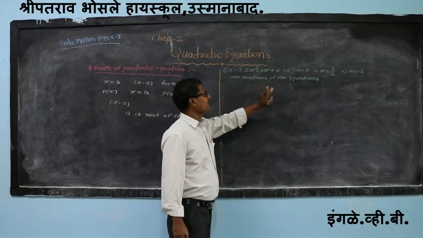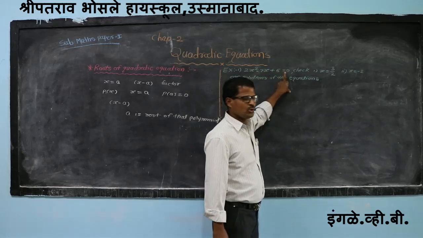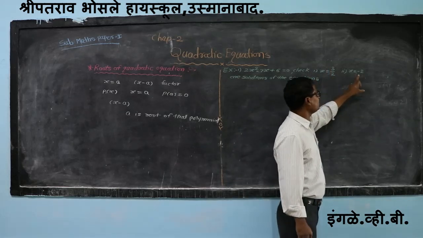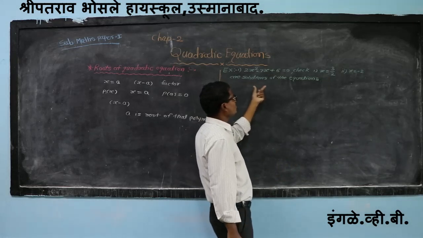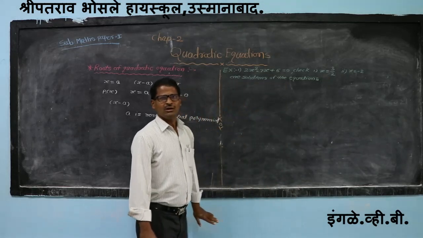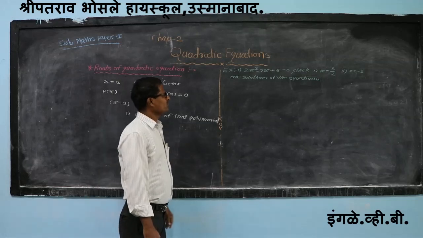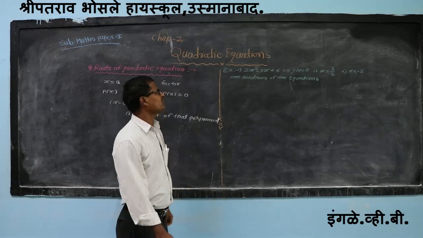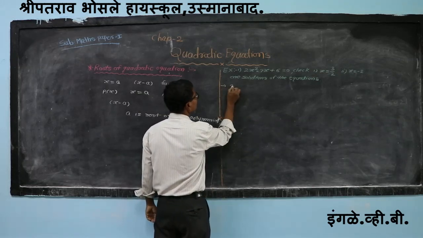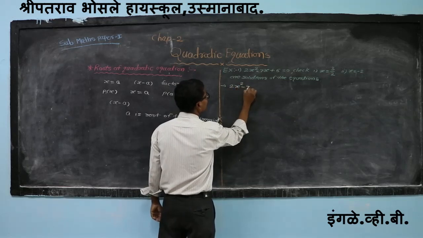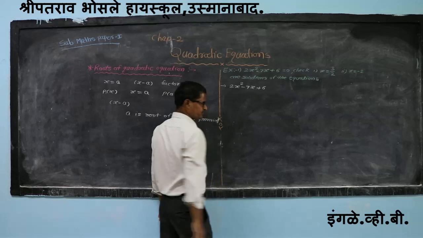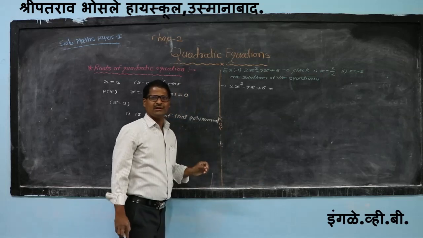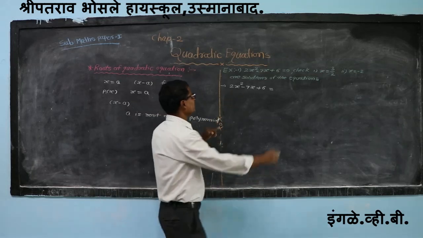2x square minus 7x plus 6 is equal to 0. Here we have to check whether x equal to 3 by 2 and x equal to minus 2 are the solutions or roots of the given quadratic equation. When we check, is x equal to 3 by 2 a root of the given quadratic equation? So we first write the equation 2x square minus 7x plus 6. This is the given quadratic equation.